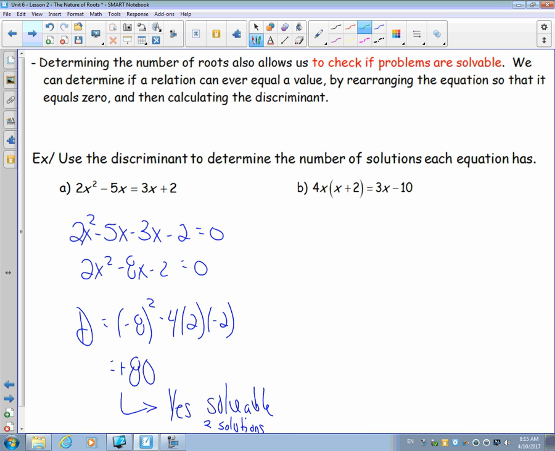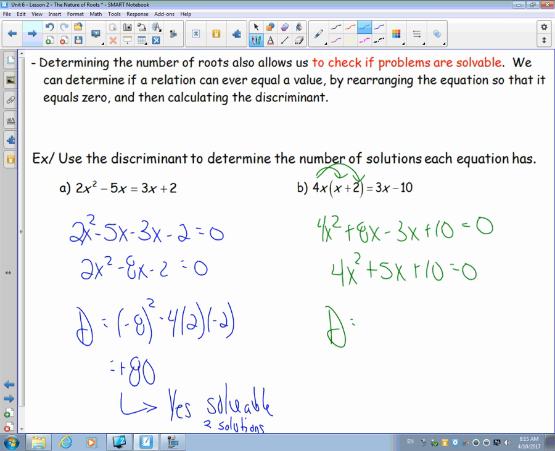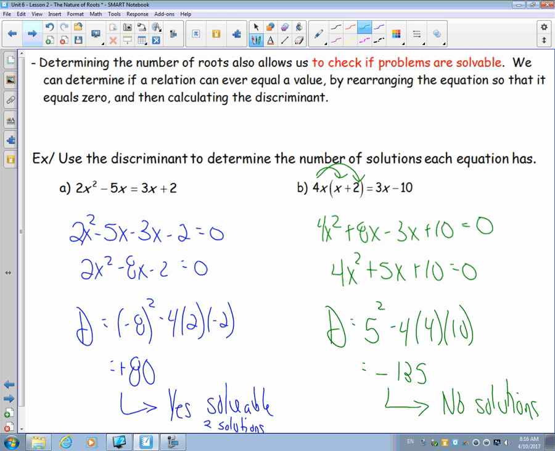This one is definitely not in the right order, and it's got brackets in there. I need to get rid of that, so let's expand. 4x squared plus 8x minus 3x plus 10. I want to make it equal to 0 and put it in standard form, in the right order, and check if it's solvable. So discriminant, b squared minus 4ac. Ooh, 25 minus 160, that's definitely negative. Negative 135. That tells me no solutions. It's negative, which means there are no roots. I can't solve this. As I came across this problem, I'd say to myself, oh, can't do it. Stop. No point trying to solve it. And why would I do that?